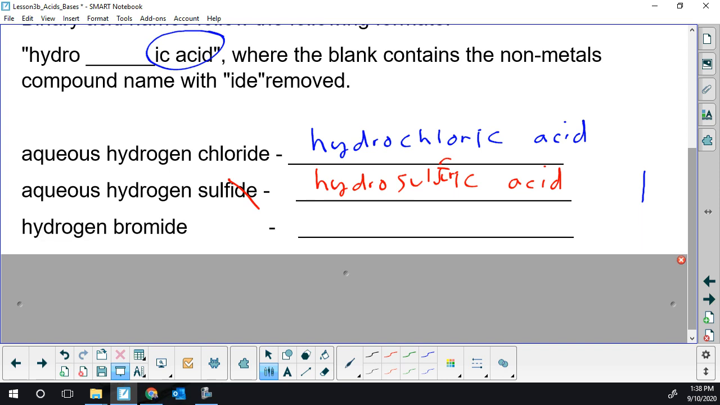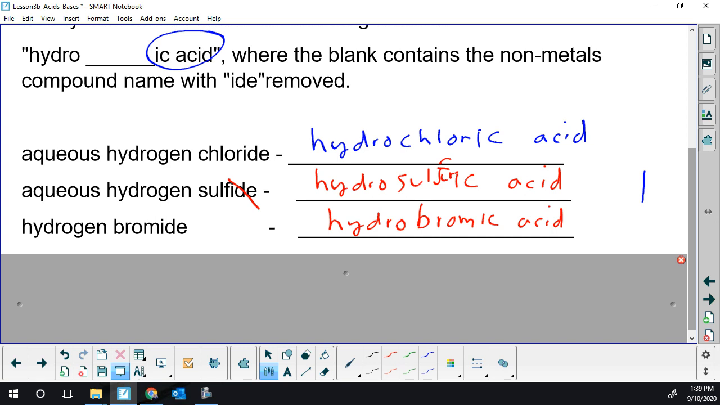Last, hydrogen bromide. I just took out the aqueous this time. You might see the word aqueous there, or you might be asked, what's the name of this compound when it's put in water? You put hydrogen bromide in water, and you make hydro, brom, drop the ide, add ic, acid, hydrobromic acid.